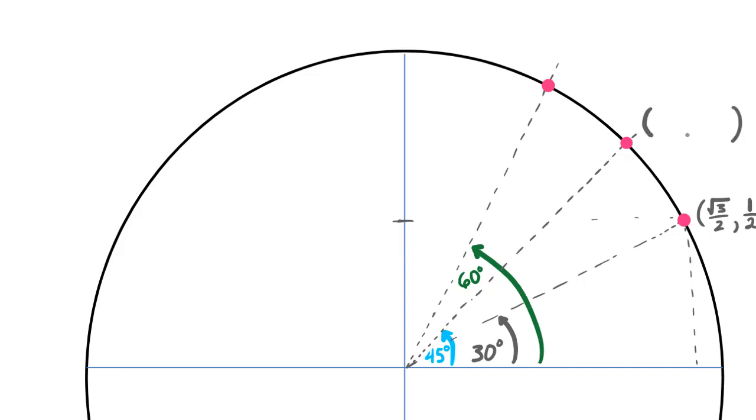For 45 degrees, we would have an x and a y coordinate that are equivalent. Root 2 over 2, comma, root 2 over 2. And the last one here is actually going to be a swap of x and y from the first coordinate point. It's going to be 1/2 in the x direction and root 3 over 2 in the y direction.